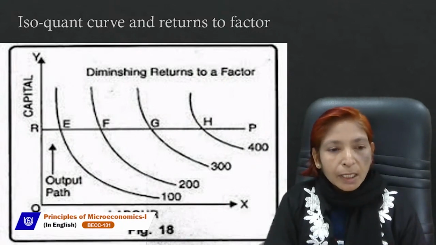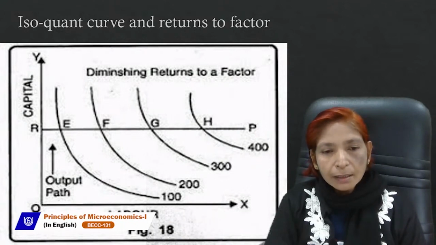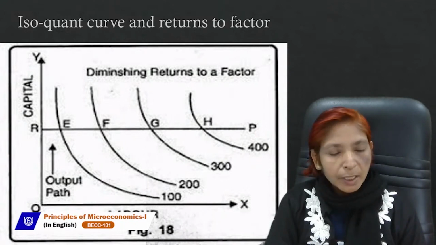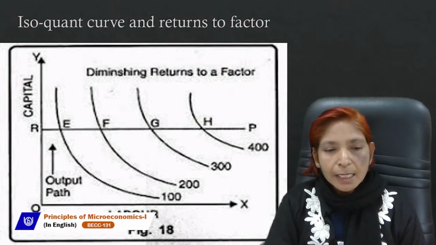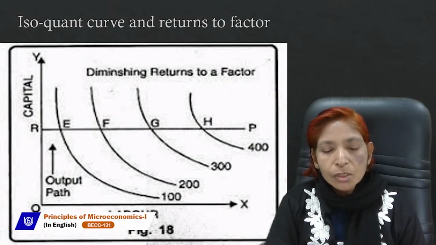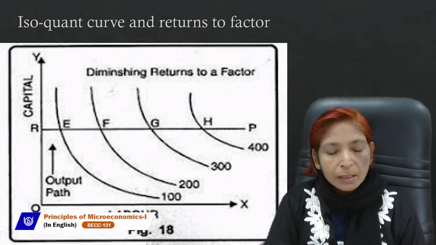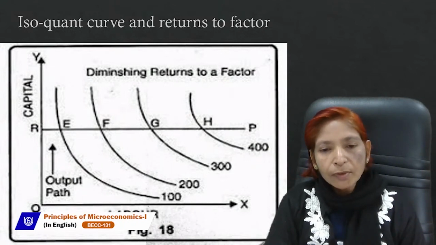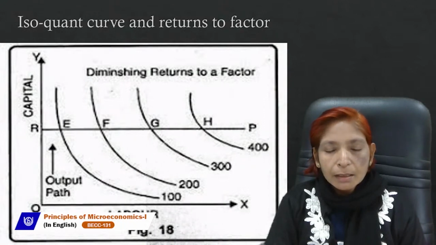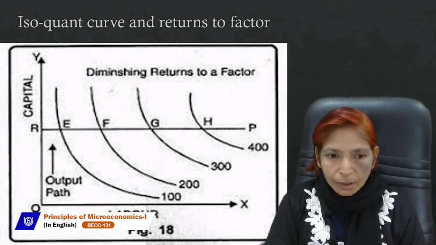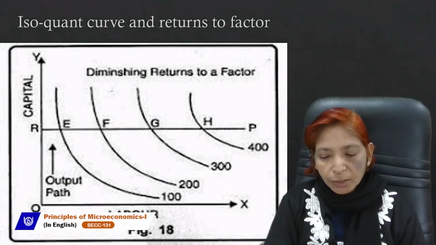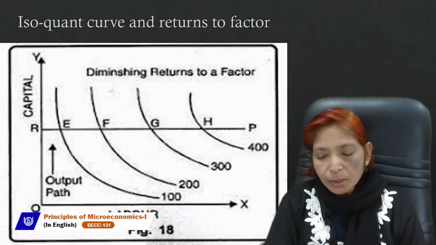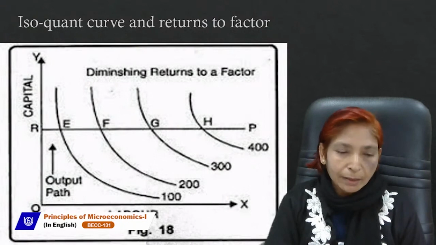If the gap between EF is less than the gap between FG, which is less than the gap between GH, it means if EF is less than FG is less than GH, then it will be showing diminishing returns to factor. It means we are using more units of labor but getting the same level of output, because we are using more input. If we use more input and get the same output, that shows diminishing returns to factor.